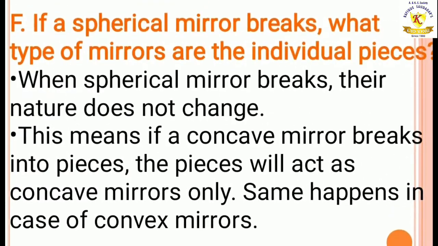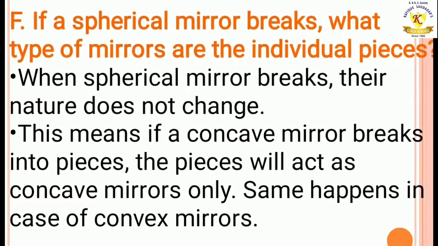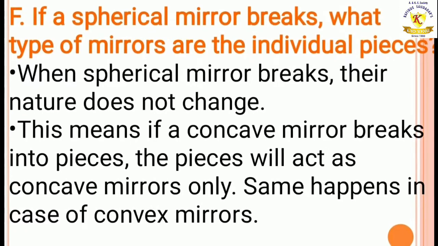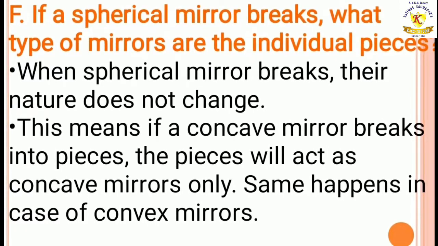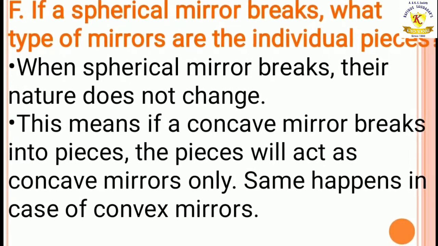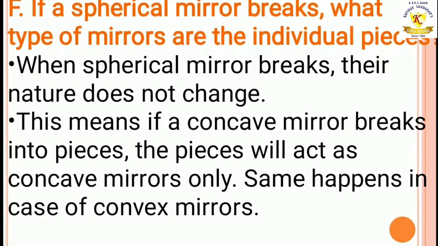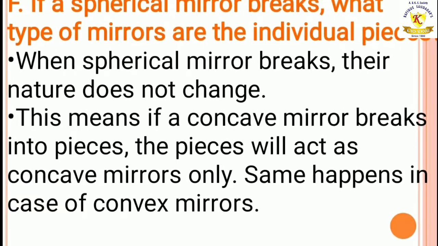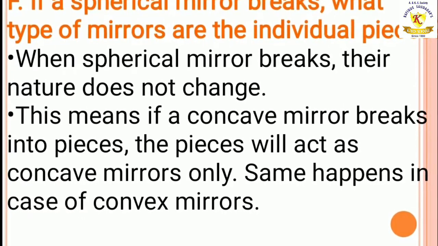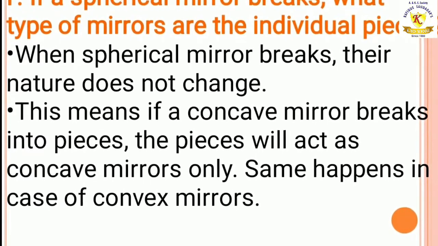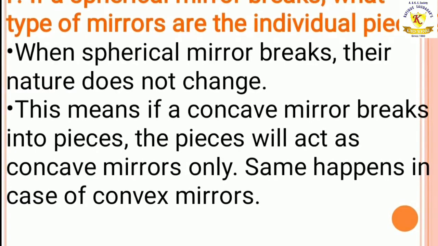Okay, the next one is, if a spherical mirror breaks, what type of mirrors are the individual pieces? Now, when the spherical mirror breaks, their nature does not change. This means if a concave mirror breaks into pieces, the pieces will act as the concave mirrors only. And the same happens in the case of convex mirrors. Now see the next one.